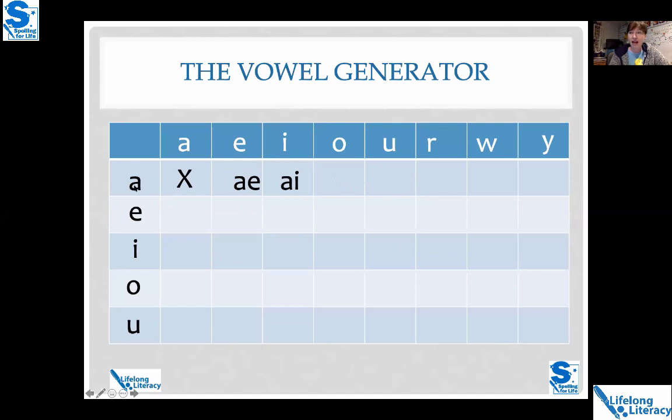Let's move on. A plus O, yes or no? A plus O, yes or no? Ooh, Maxie's fast. He's saying no. Does everyone agree with Maxie? A-O, no. Doesn't happen.